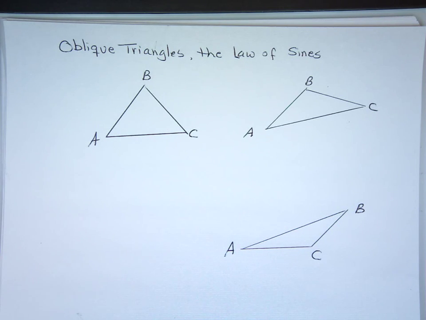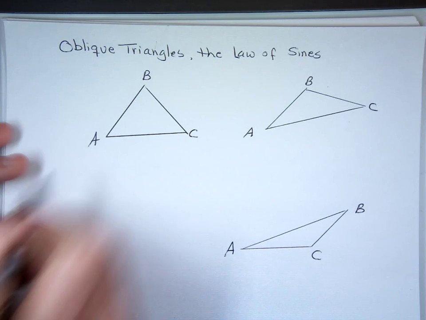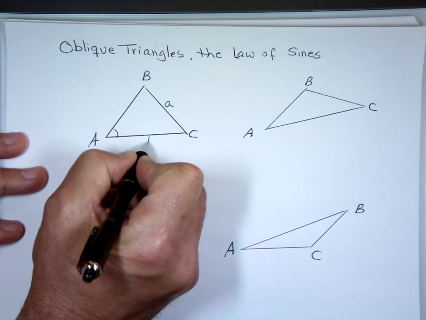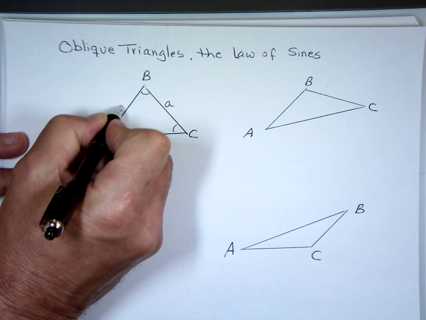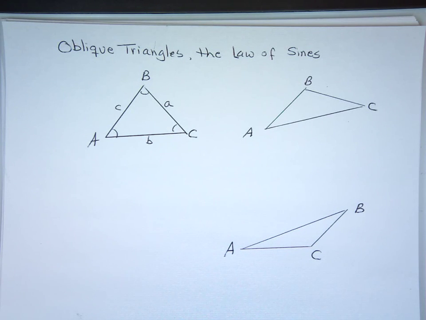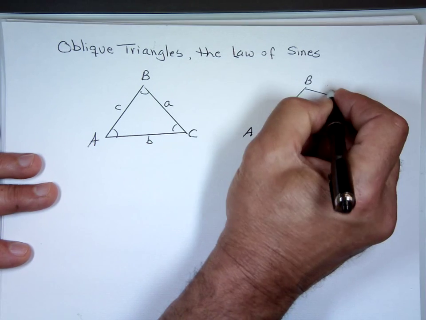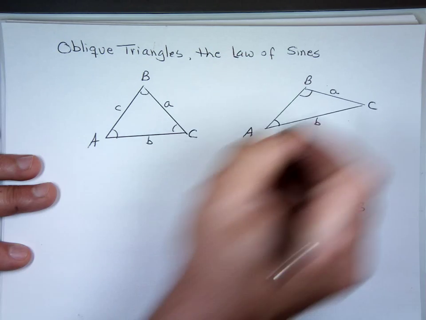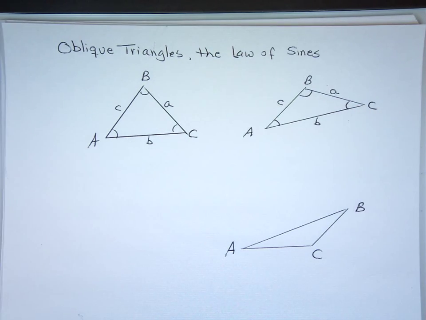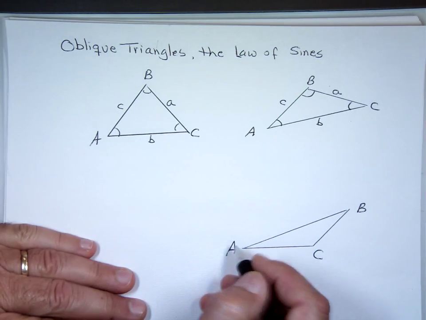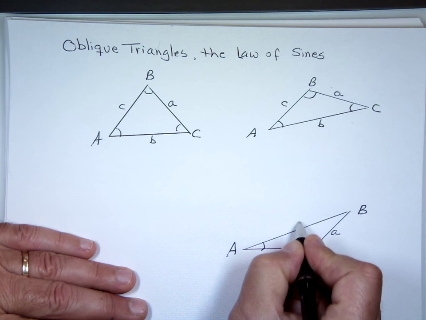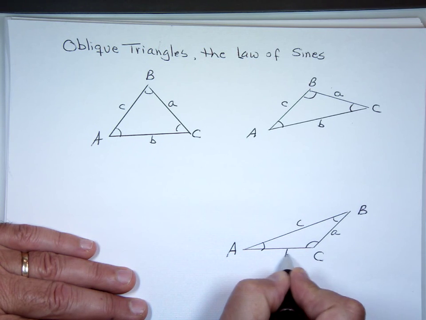So what the law of sines says, and that's the topic, the law of sines. First, if this is angle A, the side opposite to it is small a. This is small b, and this is small c. That's how we label them. This is angle A, that's side a. This is angle B, the side opposite, small b. This angle is C, the side opposite, small c.